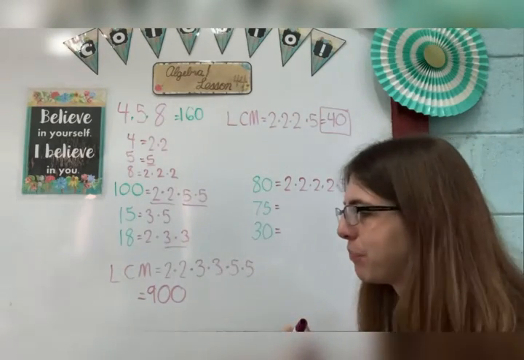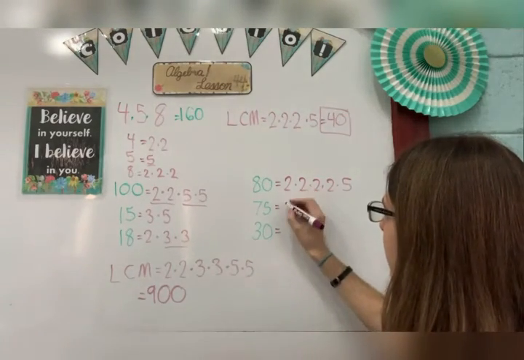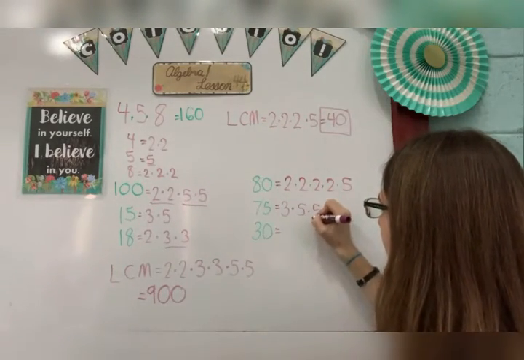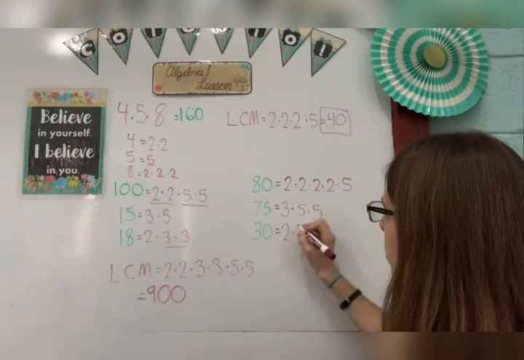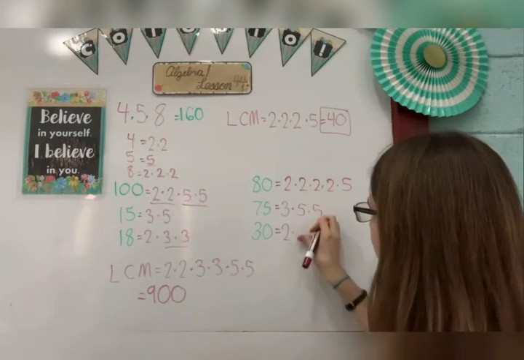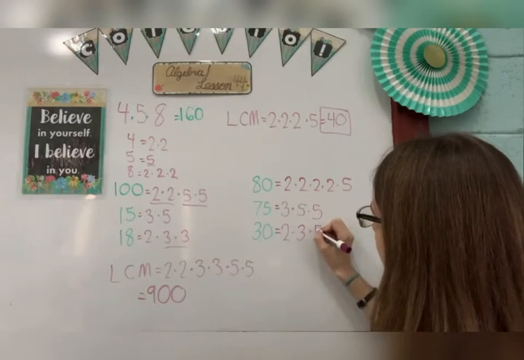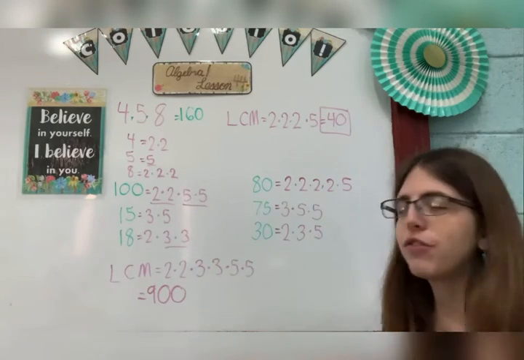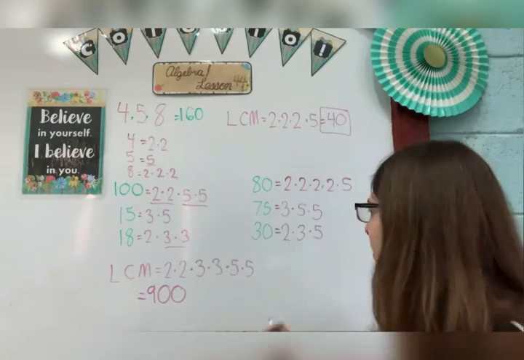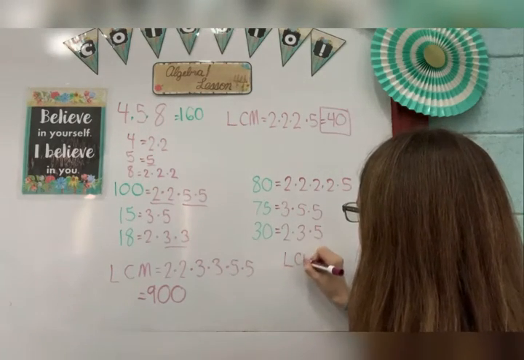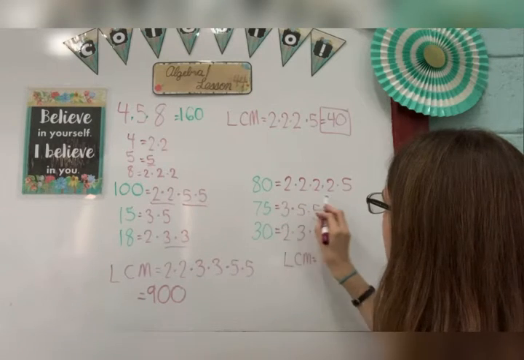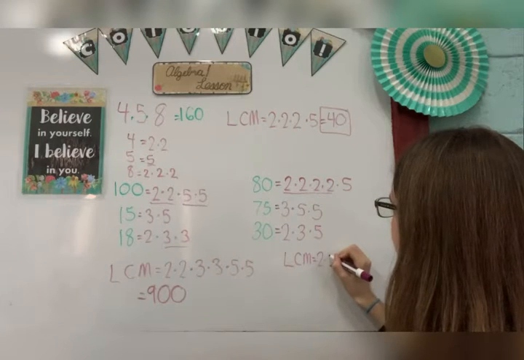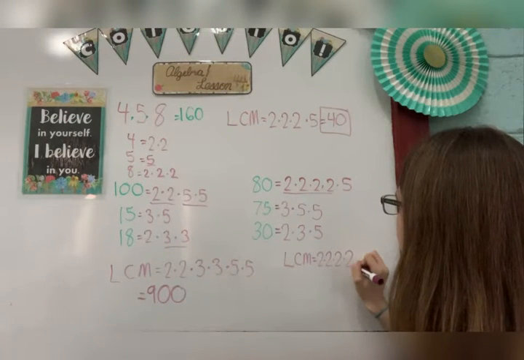Don't just rely on your head. If you can, great, but the majority of you, please don't just rely on your head. Okay, 75 equals, let's see, 3 times 5 times 5. For 30, it will be 2 times 3 times 5. Okay, now we'll take each factor, the greatest number of times it's used in one number, to find the LCM. So I have 2 4 times, none here, once here. 4 obviously is the greater number. So I have 4 2s.